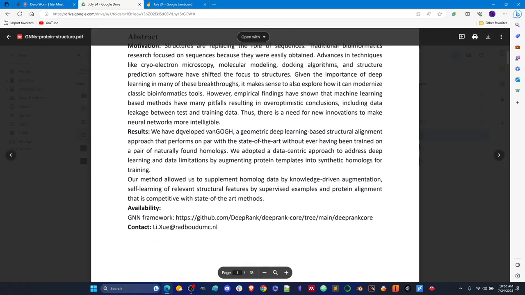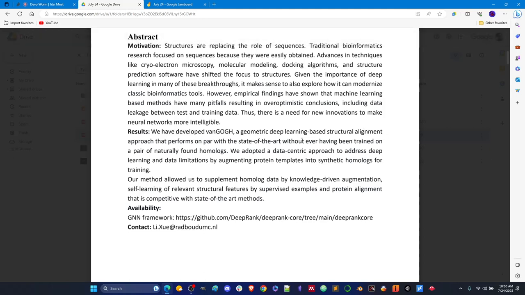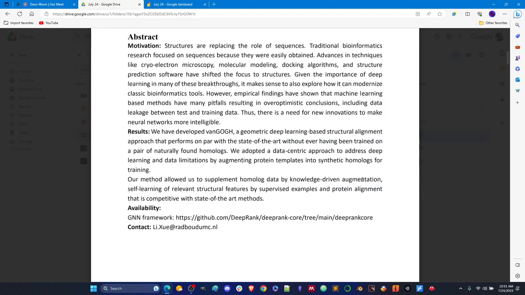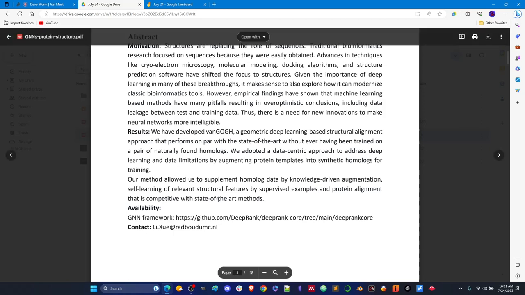So in this paper, we have developed Van Gogh, a geometric deep learning-based structural alignment approach that performs on par with the state-of-the-art without ever having been trained on a pair of naturally found homologs. So we talked about homologs, where these are analogous genes or analogous proteins in different species, or they're analogous in terms of being duplicates. So homologs are where they have a similar function, they're just divergent in some way. We adopted a data-centric approach to address deep learning and data limitations by augmenting protein templates into synthetic homologs for training. Our method allows us to supplement homolog data by knowledge-driven augmentation, self-learning relevant structural features by supervised examples, and protein alignment that is competitive with state-of-the-art methods.